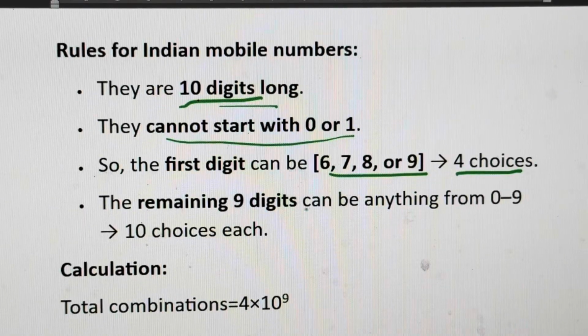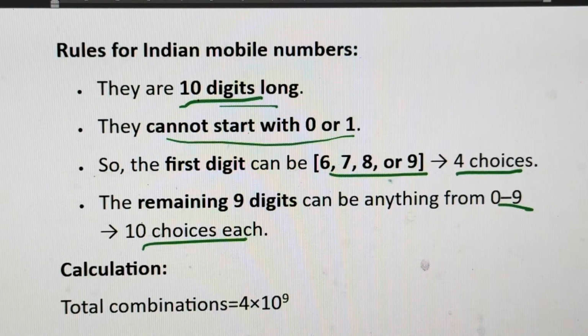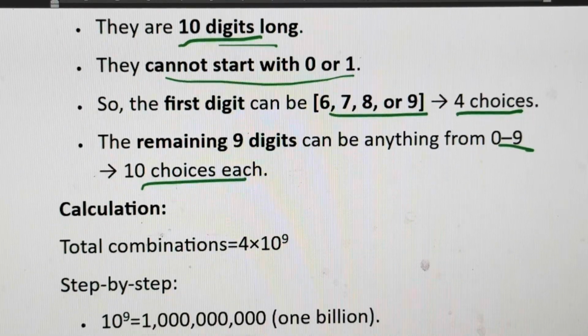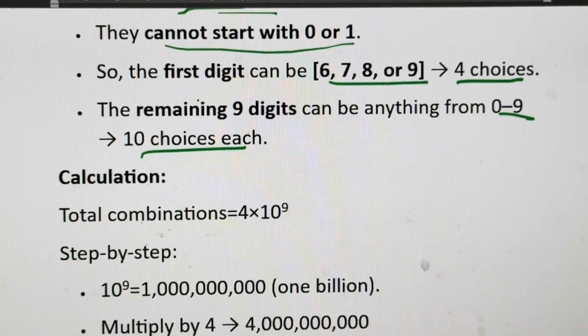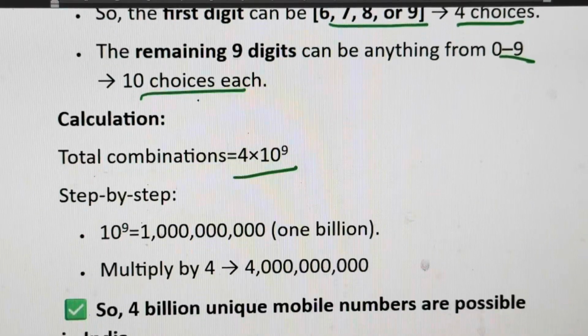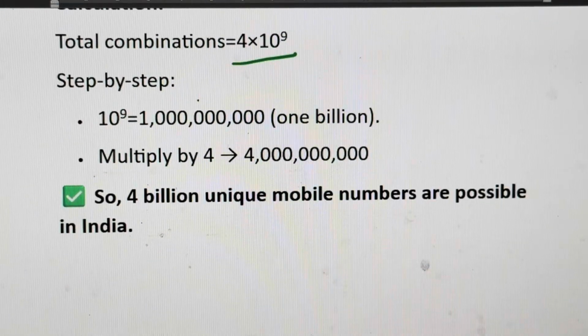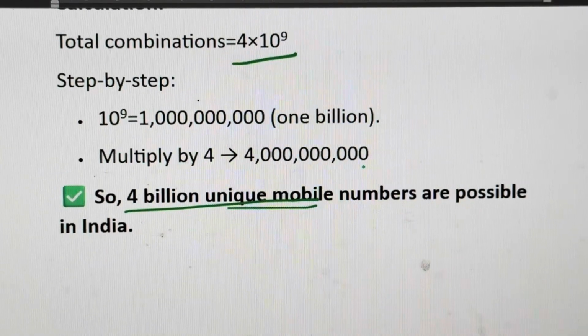Now the remaining 9 digits can be 0 to 9. That is, 10 choices are there. So with this 4, there are 10 choices each. How do we calculate that? 4 is for the first digit and 10 choices for each of the remaining 9 digits. So this gives you 4 into 10 raised to 9. And 10 raised to 9 means 1 billion. And 4 into 10 raised to 9 gives you 4 billion unique numbers. So India has these many combinations possible. 4 billion unique mobile numbers we can have using this rule.